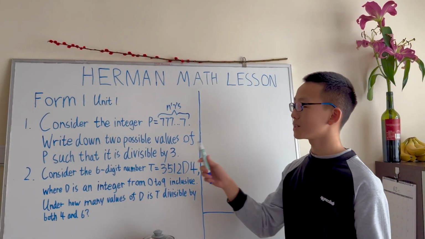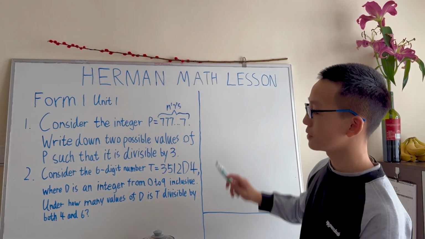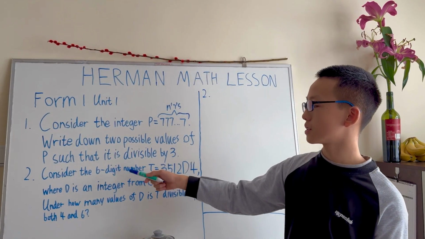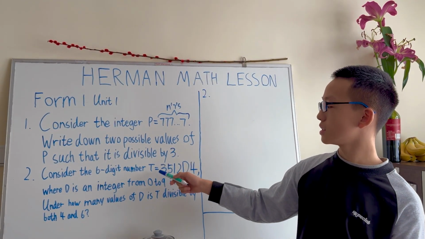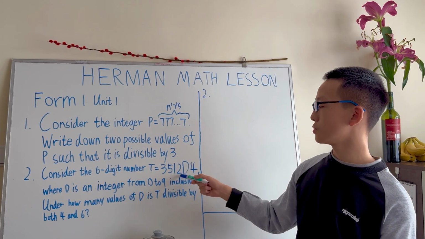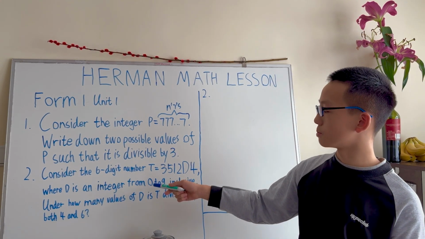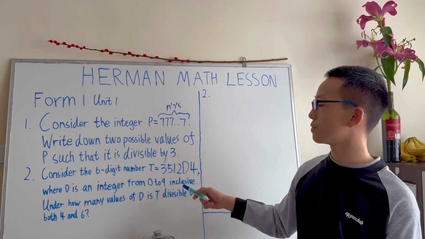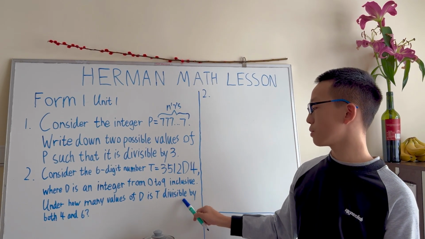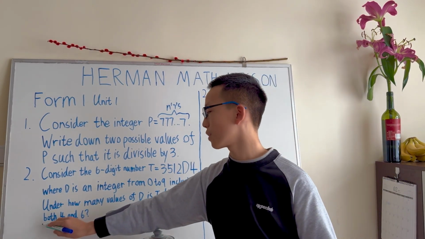And now let me talk about question 2. You can pause the video and try to do this. Consider the 6-digit number t equals 3512d4, where d is an integer from 0 to 9 inclusive. For how many values of d is t divisible by both 4 and 6?